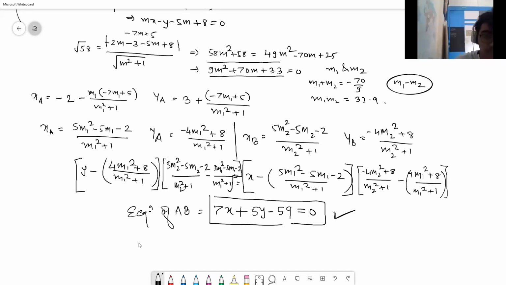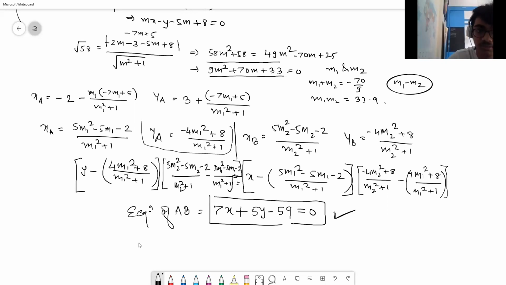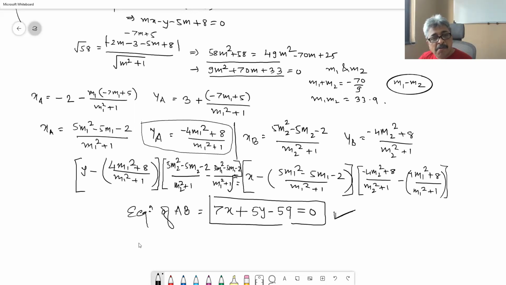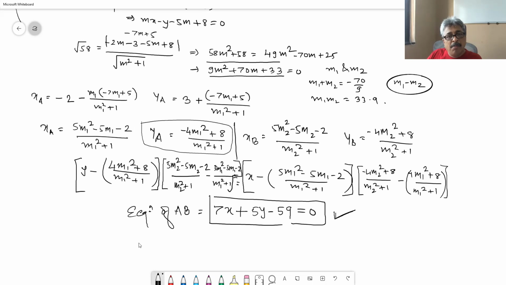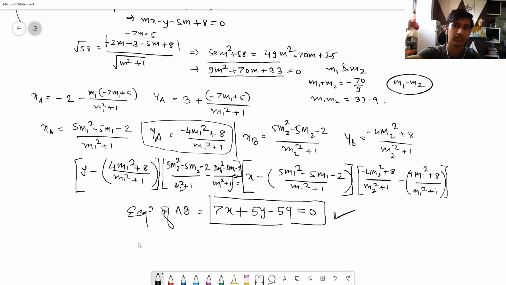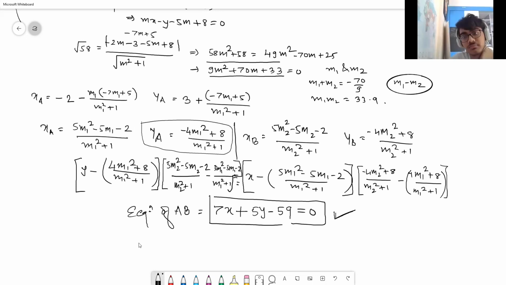Let us see. Yes, Sir, the y coordinate should be different. There's no m1 term in there. This is different. Yes, Sir, this is not correct. Why is it not correct? 3 plus, Sir, minus 3m1. So there's no m1 term. What is wrong in this?